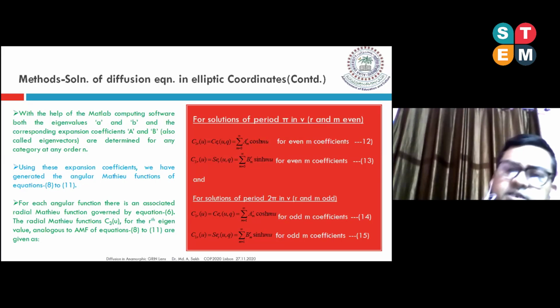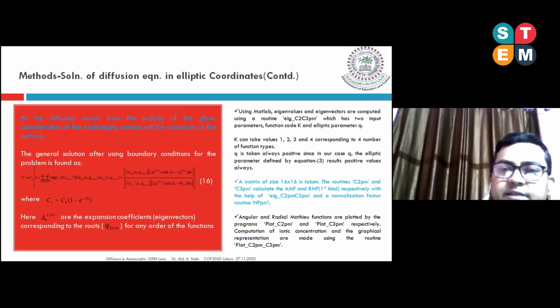Since we are using a geometry which is symmetrical with respect to the major and minor axes, there are two coordinates: the R coordinate, which is the radial coordinate, and the V coordinate, which is the angular coordinate. To make this symmetry possible, V can range from 0 to pi as well as pi to 2 pi. Based on that, two to four sets of solutions will arise. After taking certain approximations and imposing our boundary conditions of ion exchange, we reached this final solution.